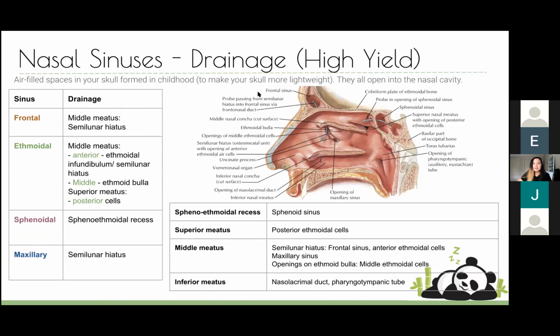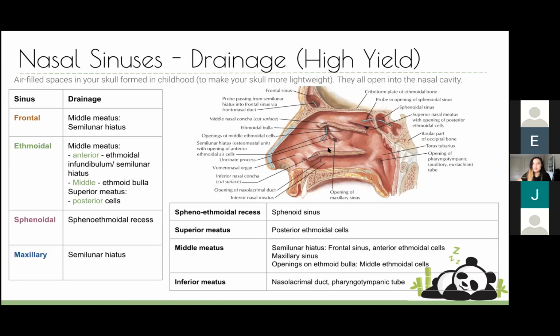These are your nasal sinuses. The drainage is high yield. So remember, you've got frontal, ethmoidal, sphenoidal, and maxillary sinuses. The easiest way to remember how everything drains, I find, is to think about the recesses. The sphenoethmoidal recess, above the superior concha, drains the sphenoid sinus over here. Your superior meatus over here under the superior concha is actually usually tiny. It's a little bit hard to see. That drains your posterior ethmoidal cells.